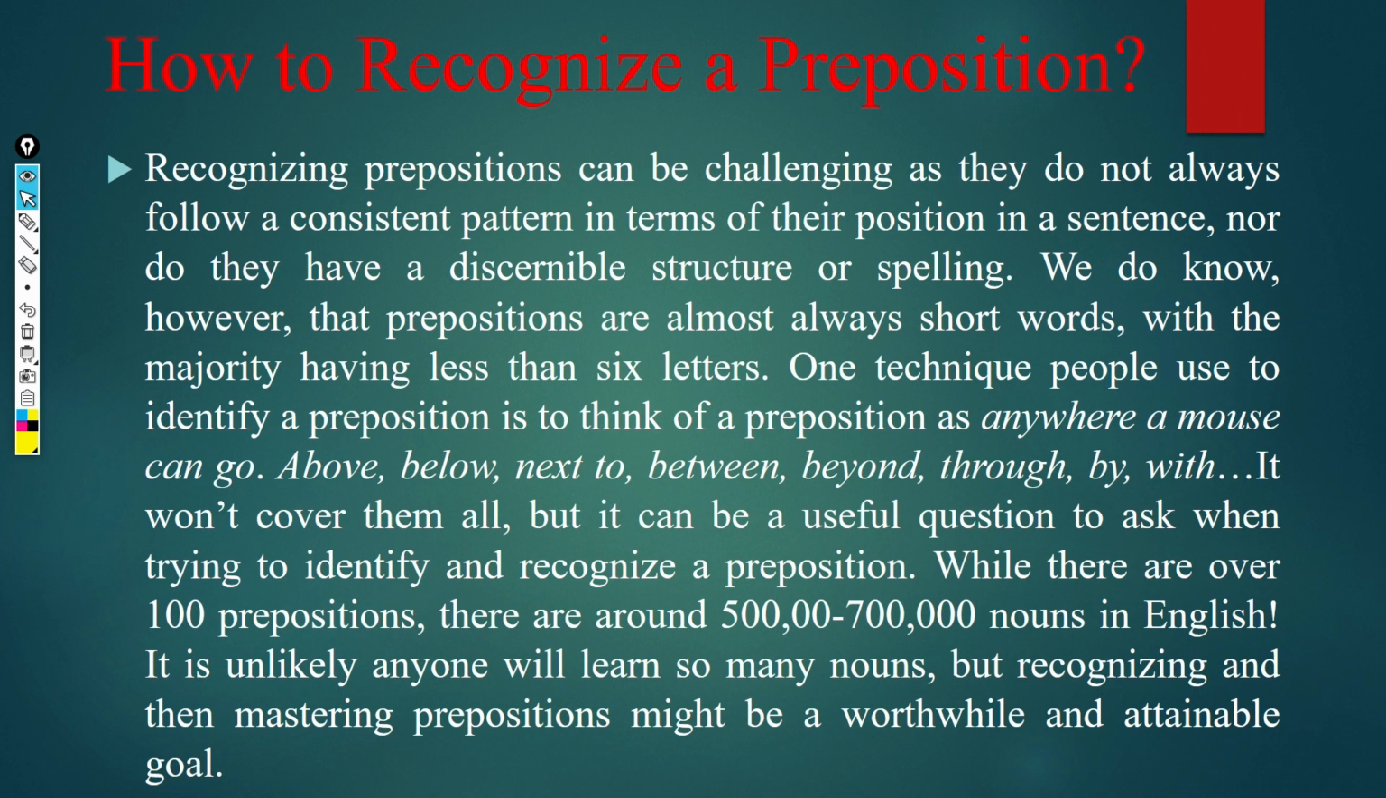It won't cover them all, but it can be used as a useful question to ask when trying to identify and recognize a particular preposition. While there are about 100 prepositions in the English language, there are around 5,000 to 7,000 nouns and more in English literature. It is unlikely anyone will be able to learn so many nouns, but recognizing and then mastering prepositions might be an attainable goal for all of you.